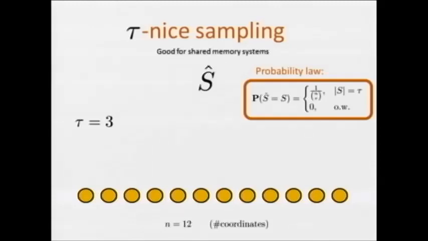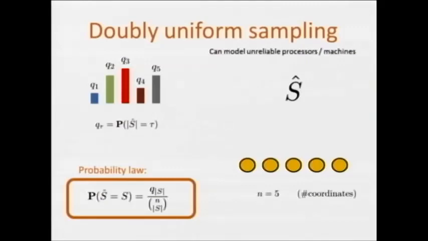But you can also let, if you think of these things as processes, you can let each of them decide whether they're picked or not. Then you have something which we call double uniform. So that can be also analyzed. So here is double uniform. So this is the following thing. Imagine that you decide that you're going to update one coordinate with probability q1. You're going to update 2 coordinates with probability q2, 3 coordinates with probability q3, and you decide on this probability law. Then you flip a coin and say, all right, I'm updating 1 at this iteration, okay?